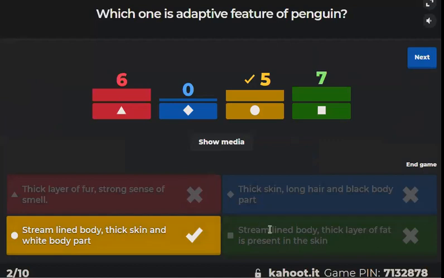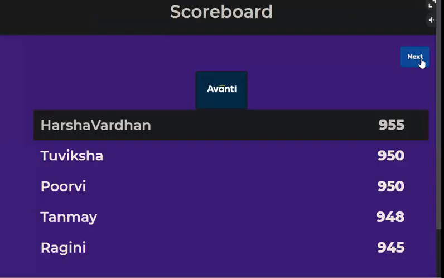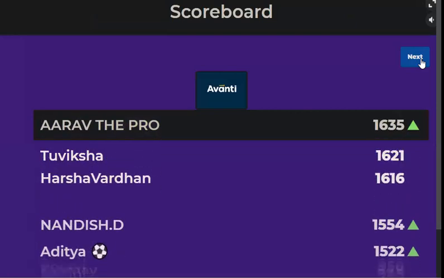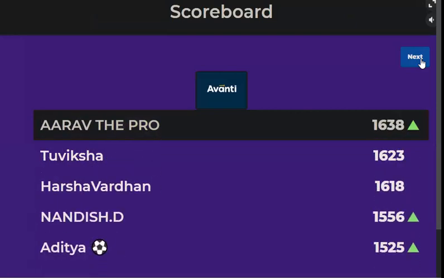Now, those who corrected second one, green one is also correct, okay? Green one is also correct. Sorry, it is thick layer of fat, guys. It is thick layer of fat, okay? Right? But thick skin, na? But in subjective test, both would be correct, okay?